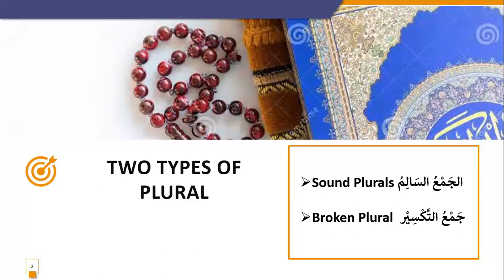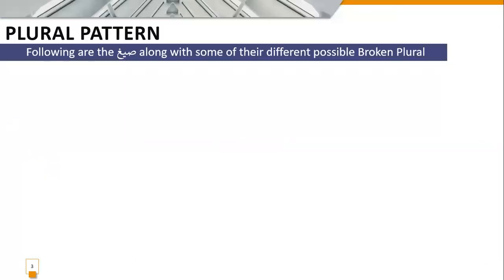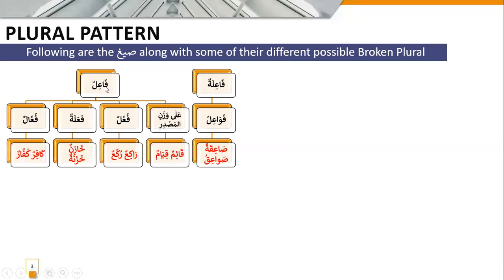Now, following our sigas, following are the sigas along with some of their different possible broken plurals. Right now, I'm giving you the sigas of different broken plurals. So, we have fa'il and fa'ilatun, female fa'il and male fa'il. We have plurals in the fu'alun pattern, which is kafirun, kuffarun.